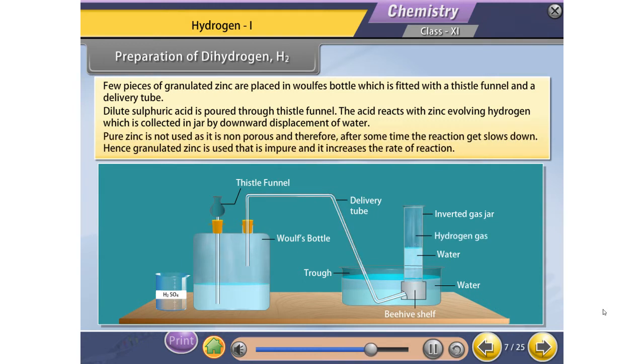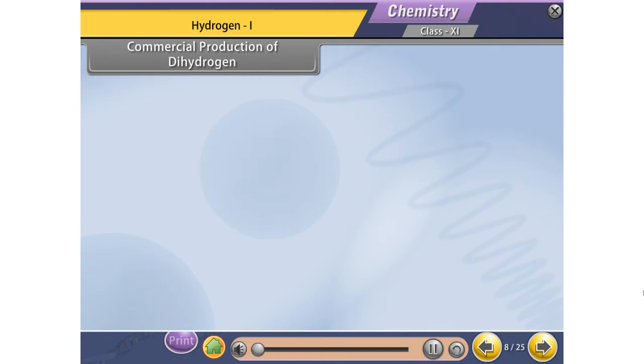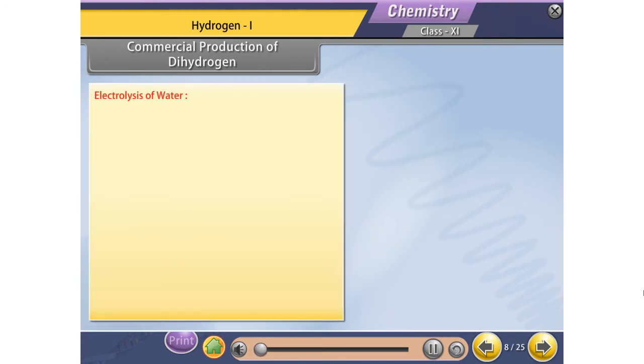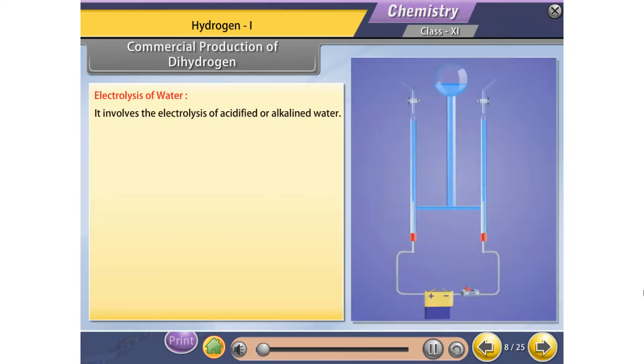Pure zinc is not used as it is non-porous and therefore, after some time, the reaction slows down. Hence, granulated zinc is used, which is impure and increases the rate of reaction. Commercial production of dihydrogen. Electrolysis of water. It involves the electrolysis of acidified or alkaline water.